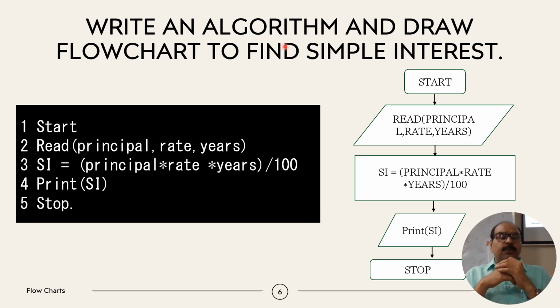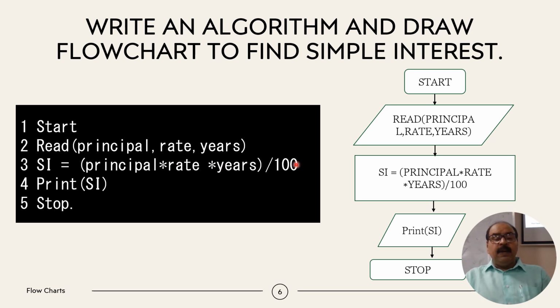So this is a very simple question. Write an algorithm and draw a flowchart to find simple interest. What is simple interest? The principal amount into number of years into the rate divided by 100. So in that case, what are we taking as input? This is the algorithm. On the left side of the screen, you can see an algorithm that says begin the program, read the values of principal, rate and years. Then we find the simple interest, principal into rate into years.